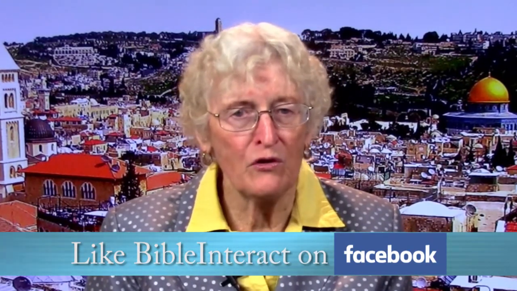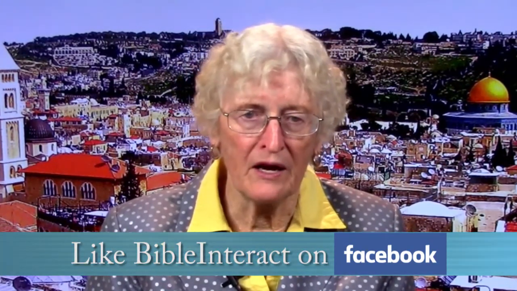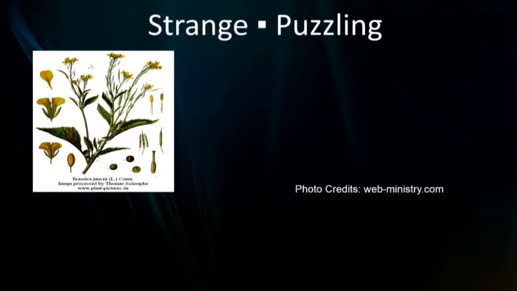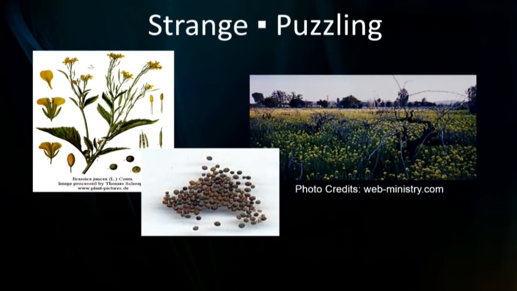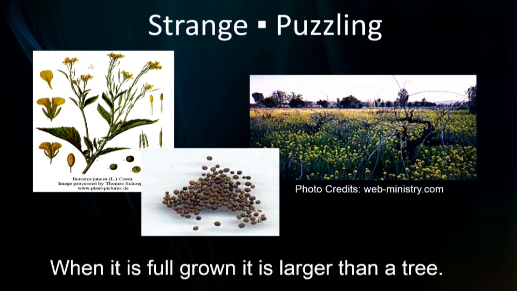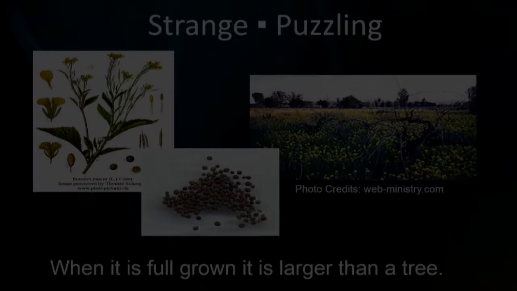Let me show you what a mustard plant looks like. Here's a picture of a mustard plant. And then we have the seed. The seeds are very small, but look at the field of mustard plants. There is no way that they are trees. They are very small, bushy plants. So we have here, when it is full grown, it is larger than a tree. That's what Yeshua told us. That is absolutely wrong.